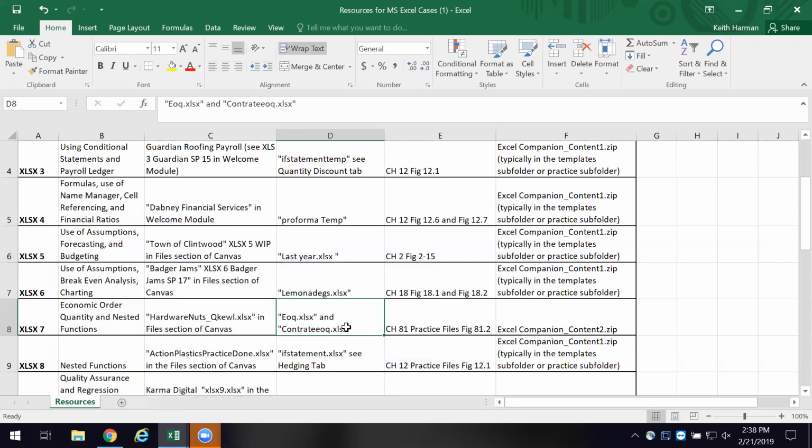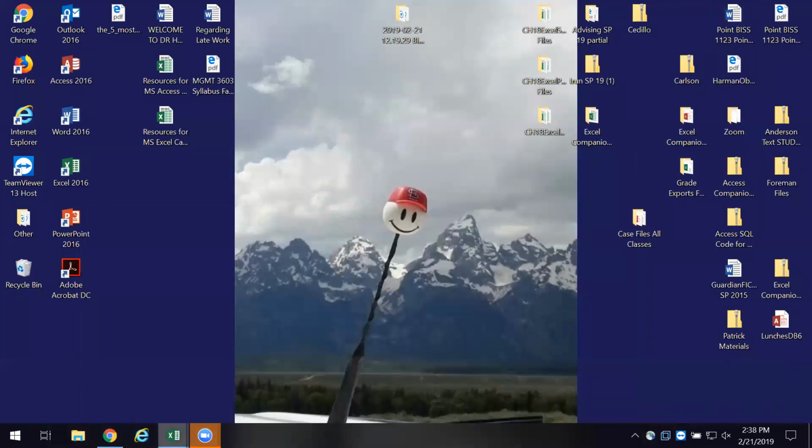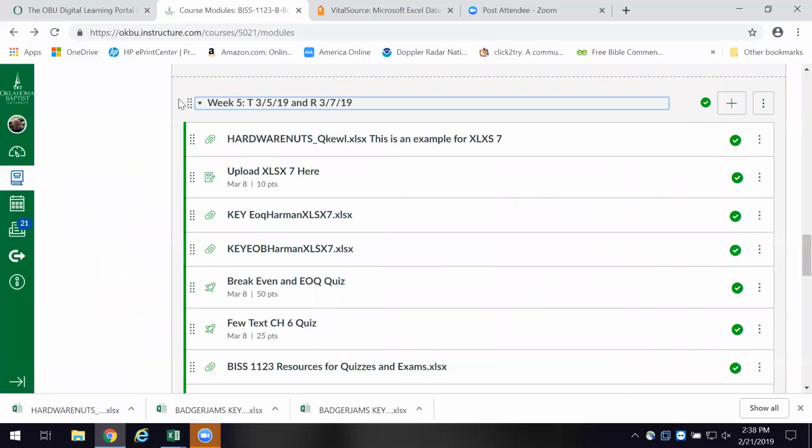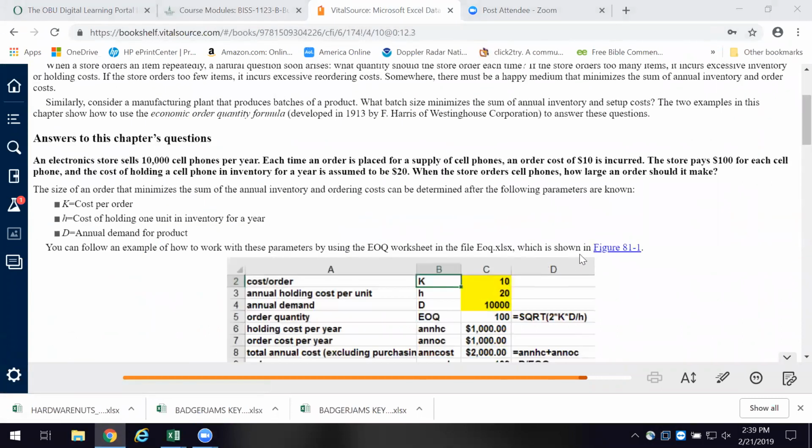Okay, but just real quickly, I'll pop up over to the text, and you could play with those if you care to. This is Chapter 81 out of the text, and they talk about the inventory EOQ model.